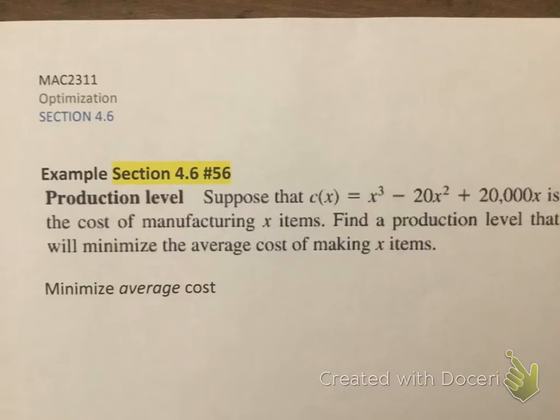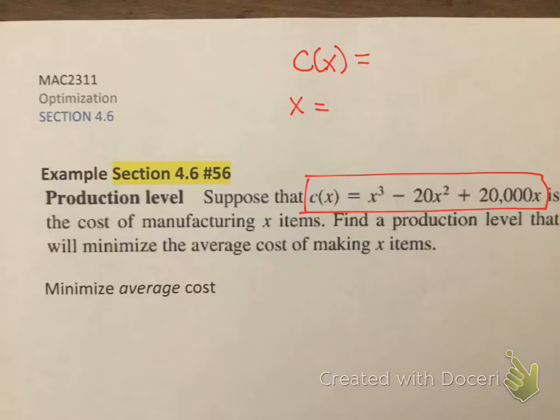Okay, now that you have paused the video and read the question a couple times, let's think about what we know. The first thing that should really excite you is, hey, they gave you a function. That's awesome. So let's talk about what the variables in that mean. C of x and x, what do they represent? Well, it says that C of x is the cost of manufacturing x items.